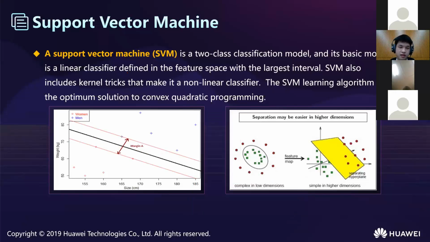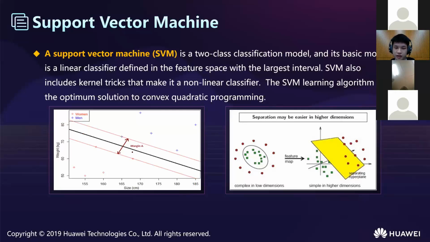So in SVM, we hope to get the maximum margin. This distance means the margin. This line means the edge of the man data, and this line means the edge of the woman data. The SVM hopes to get the maximum margin, and the black line, just the middle of the margin, is the model.